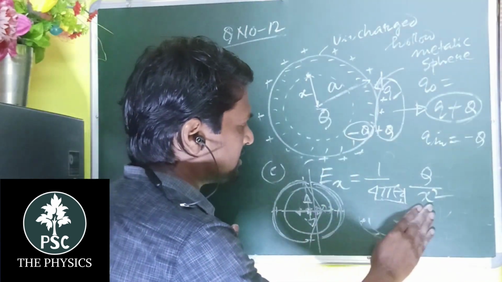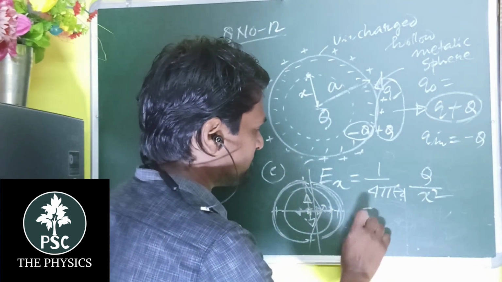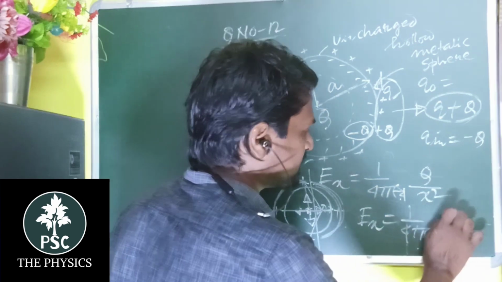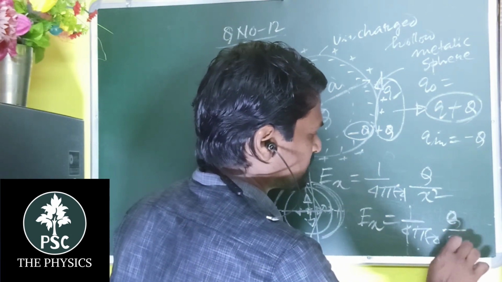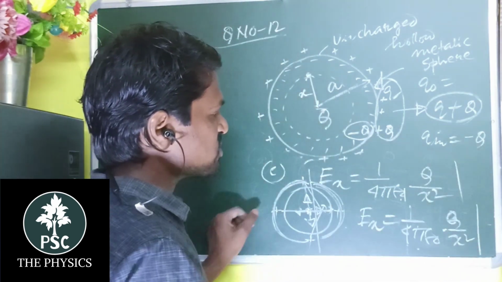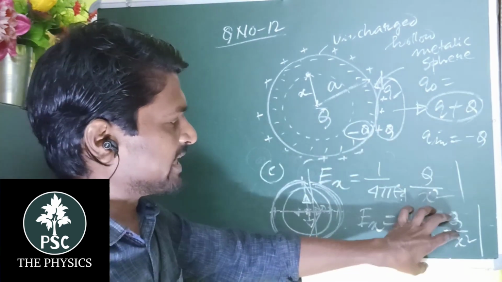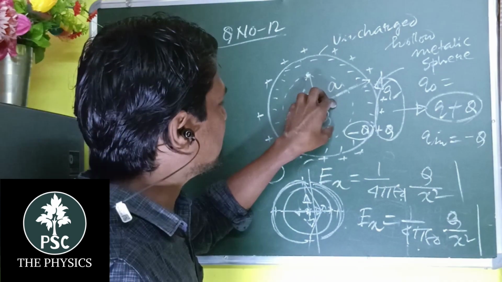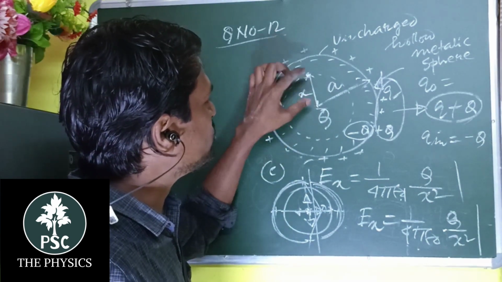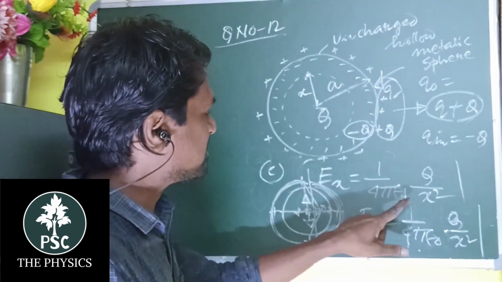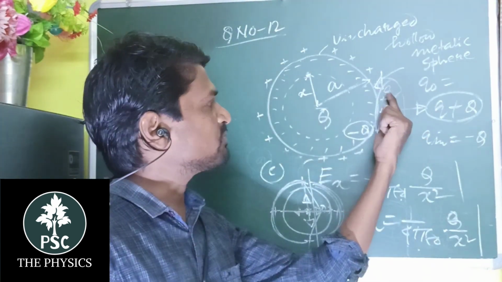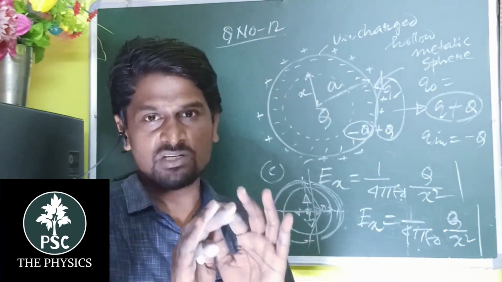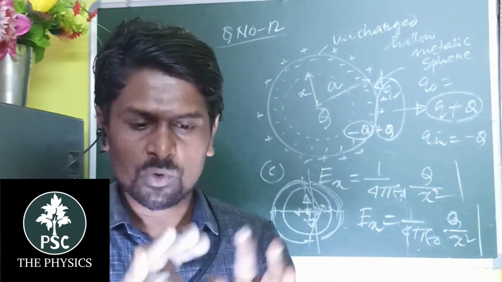So the answer of the second part will be the same. Ex equals 1 by 4 pi epsilon naught into capital Q by x square. For the first one, this will be the answer, and for the second one, this will also be the answer. So when capital Q charge is at the center and you calculate the electric field at that point, the answer is this one. And if small q amount of charge is given, the answer is the same, since this charge cannot create an electric field within the sphere.